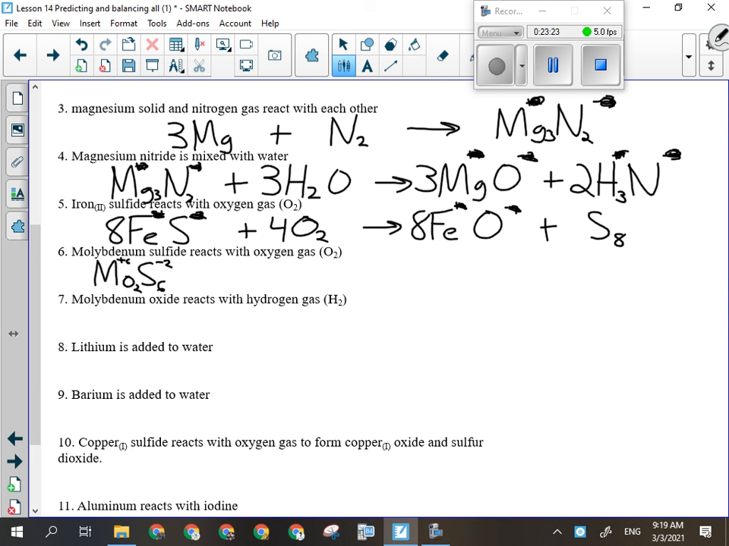If this happened with a molecular compound where the prefix is set, it's 2 and 6, would I reduce? No. I only reduce ionic compounds. All right, so when I have that, I'm going to have MoS3. Reduced it down to 1 and 3 from 2 and 6.